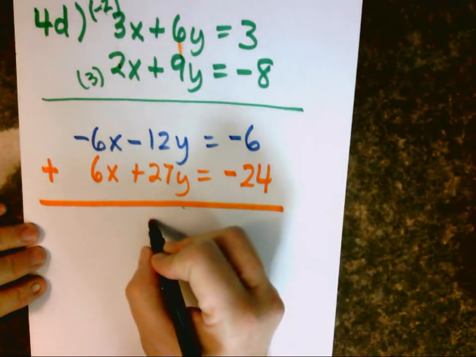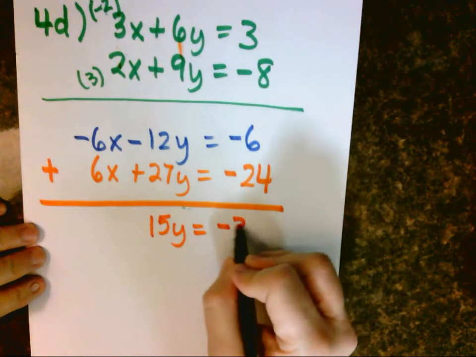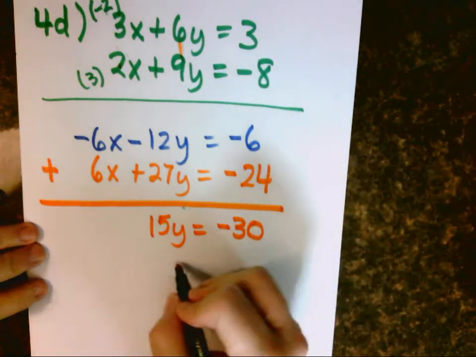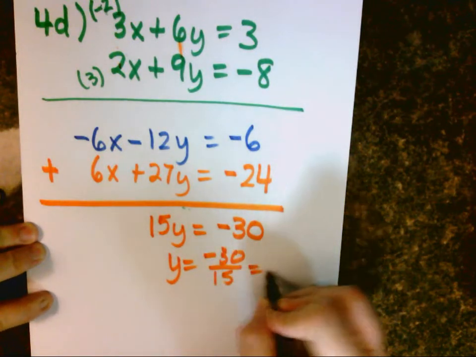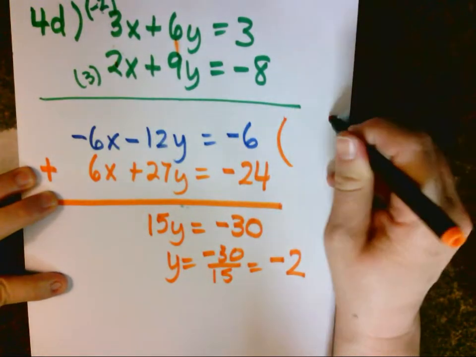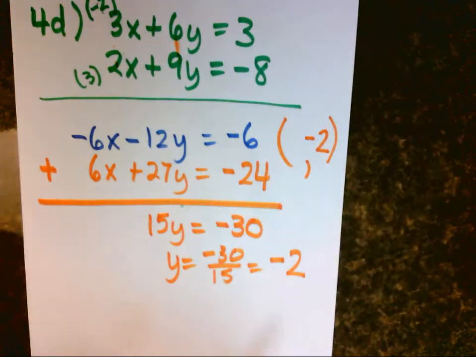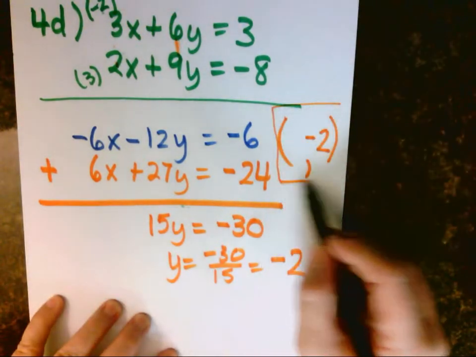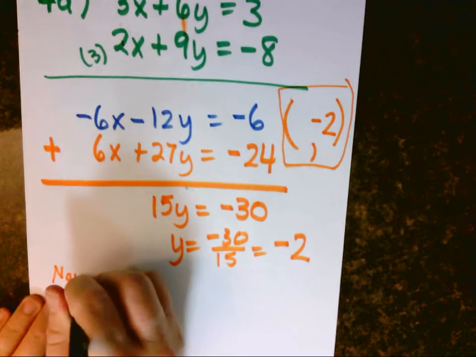Okay, so I'm going to get 15y equals negative 30. And I'm going to divide both sides by the 15, and I get negative 2. So for the solution for this, y is negative 2. Now I have to figure out what x is. So here's my solution. I always just stick the point up here. Now find x.